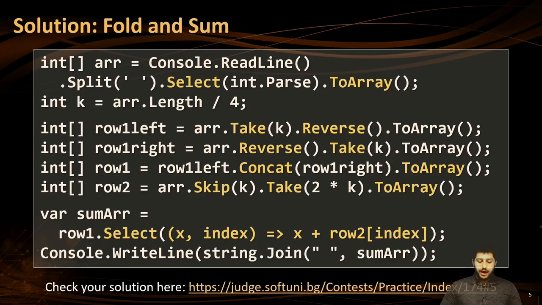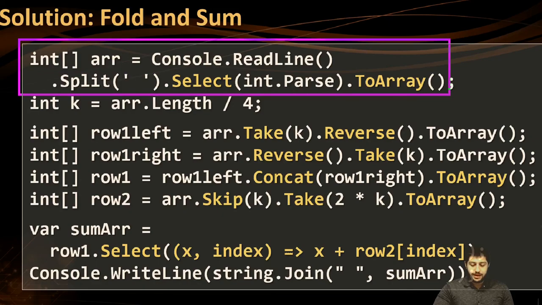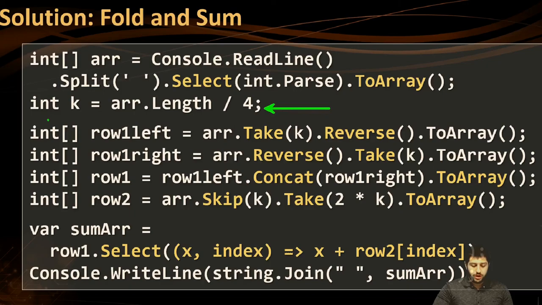And you can see here that pretty much the same thing is done. We take the sequence of integers, we divide their length by 4 in order to get k. We take the top left corner, we take k integers from the beginning, reverse them, make them to array. We take the last k integers, and we concatenate the first k and the last k together. And then we get the bottom row, which is skip k, take 2 times k.